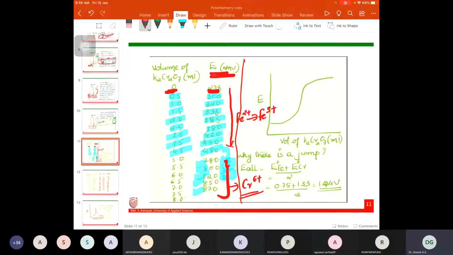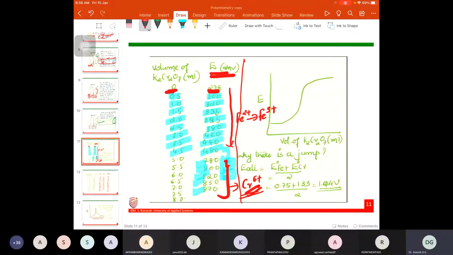Students normally make the mistake of saying that after the equivalence point, potential is increased due to the conversion of Cr3 plus to Cr6 plus. There is no conversion, there is no reaction after the equivalence point. After the equivalence point, what you are doing is you keep on adding chromium ion, right? Cr6 plus ion. So it is due to the addition of Cr6 plus ion, not due to any reaction or conversion. Clear? Any doubt?